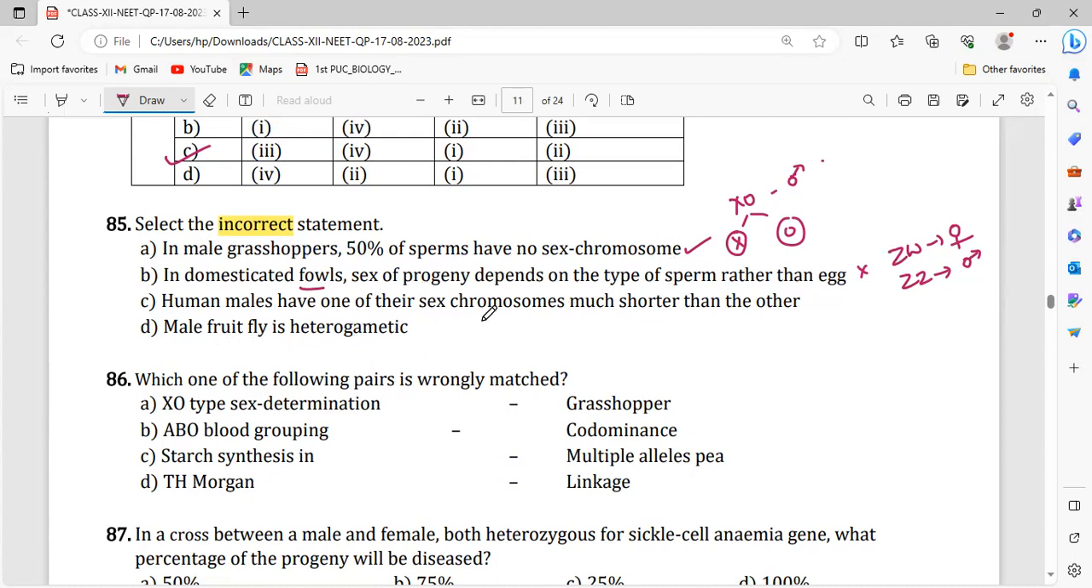Human male have one of their sex chromosomes much shorter than the other. So humans have XY chromosomes and Y is shorter than X. So the third statement is also correct. Male fruit fly is heterogametic. Yes, fruit fly is an insect. So female is XX and X0 is male, heterogametic. So this is also a correct statement. So answer will be option B.